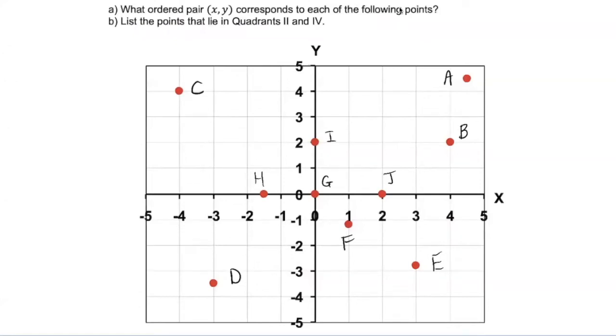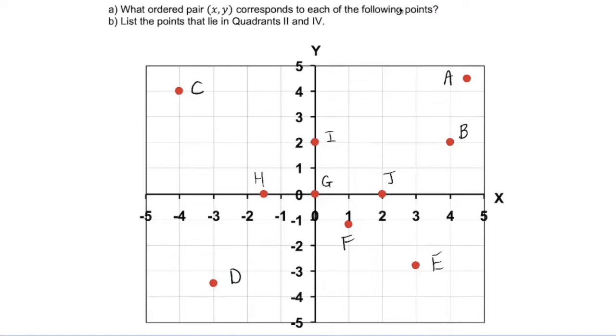So let's take a look at a few examples. Now, if you look at this question, it is asking us to list the ordered pairs (x, y) which correspond with each of the following points. So it wants us to list all the points. And then for part B, list the points that lie in the second and fourth quadrants. So we will begin by first listing the coordinates.